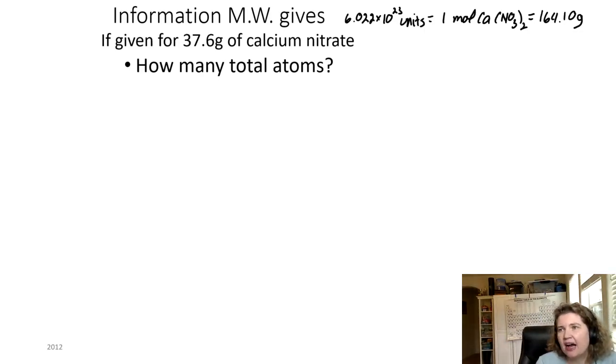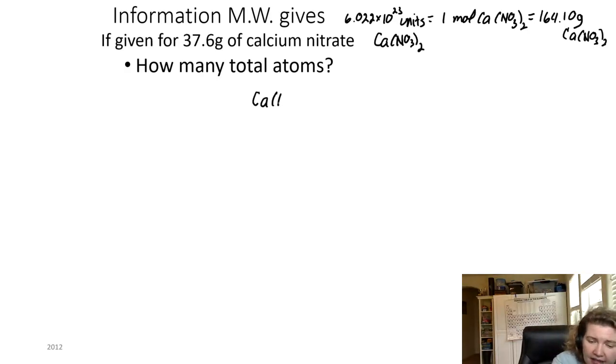Now I want to look at how many atoms they have. The problem here is that I don't have a relationship yet that talks about atoms. I know how many units of calcium nitrate there are if I have grams of calcium nitrate, but I need a bridge. How do I bridge the idea of calcium nitrate to plain old atoms? Well, I have to think about what this particulate model would look like. When I'm talking about calcium nitrate, what is calcium nitrate?